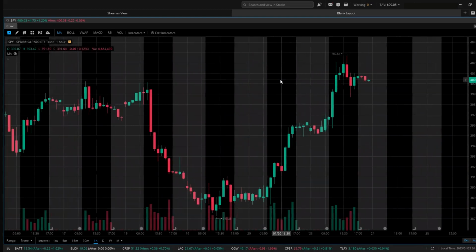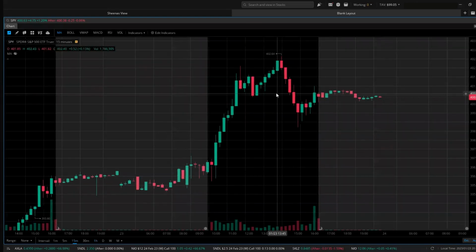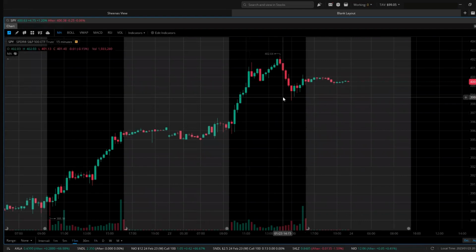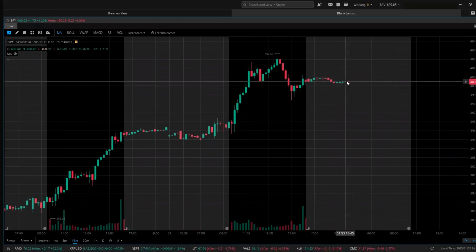So now we can see what happened not only during the normal trading day, but also during pre-market and after hours as well. I'm going to drop back down to a 15-minute chart. And as you can see right now, we pretty much just ended the day, the aftermarket hours. At 8 o'clock is when it ended. It's currently 8:12. So this was the last candle for the day.